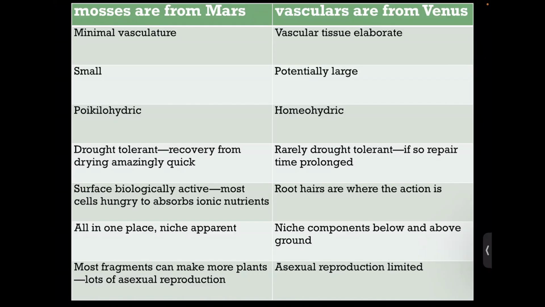Whereas in mosses and liverworts, the surface of those leaves is biologically active. Most of the cells have access directly to any film of water that's on them. And they are very good at absorbing ionic nutrients. When I was an undergrad, there was a graduate student, Ken, can't remember his last name right now, who did his thesis on King Peak, measuring how much of the mosses were absorbing the nutrients.